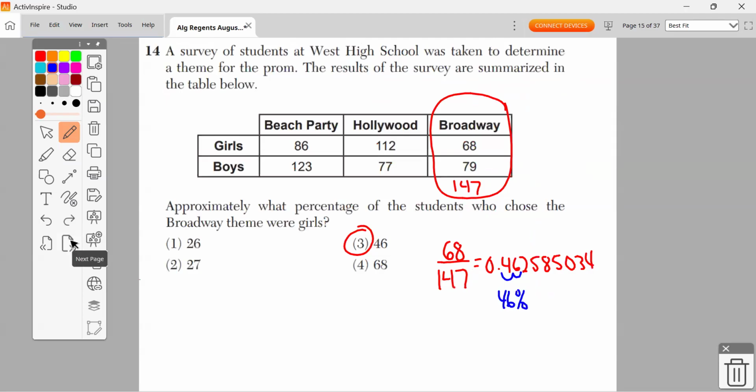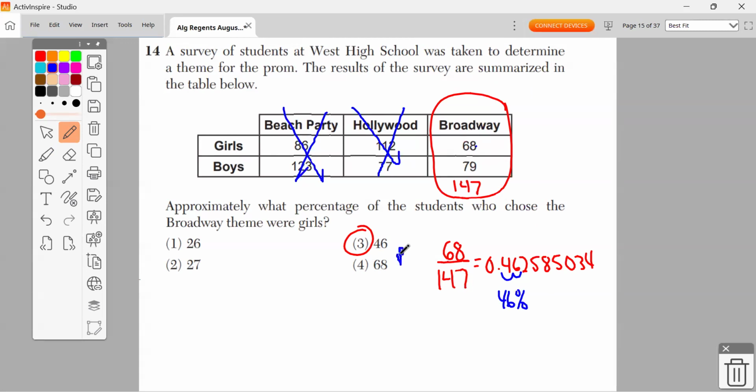In question number 14, approximately what percentage of students who chose the Broadway theme were girls? So just looking at the Broadway theme, I could care less about the beach party. I could care less about Hollywood. Just looking at the Broadway, there are 147 people total who chose Broadway. What percent were girls? Girls were 68, so 68 out of 147.